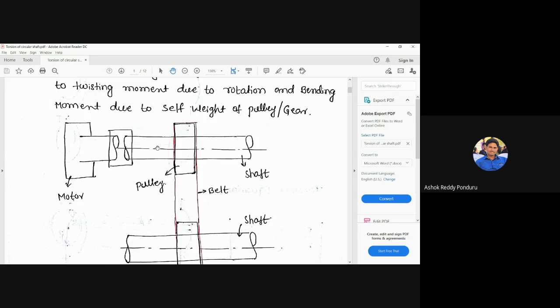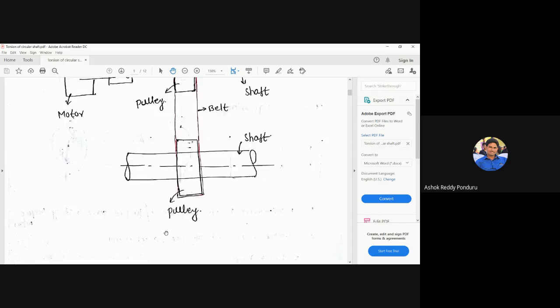We can find out the bending moment like that, and we can find out the twisting moment like this. From the twisting moment, shear stresses will be developed. Due to the bending moment, bending stresses will be developed. Thereafter, how to calculate the total stress or resultant stress when the two stresses are acting at a point is the next topic. We will discuss that in the principal stresses and strains topic.